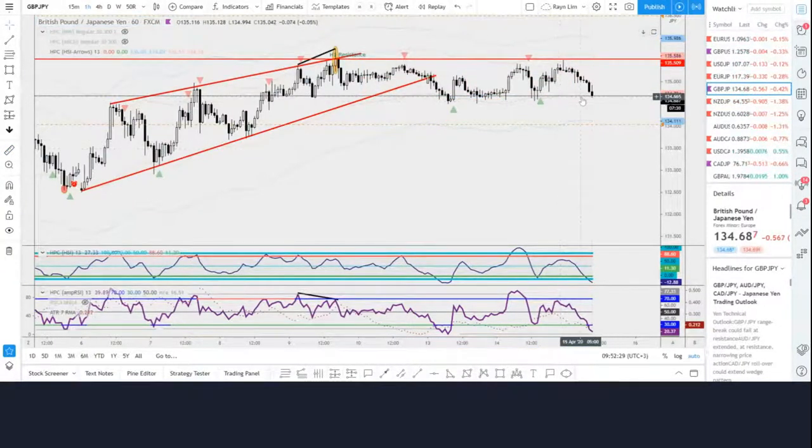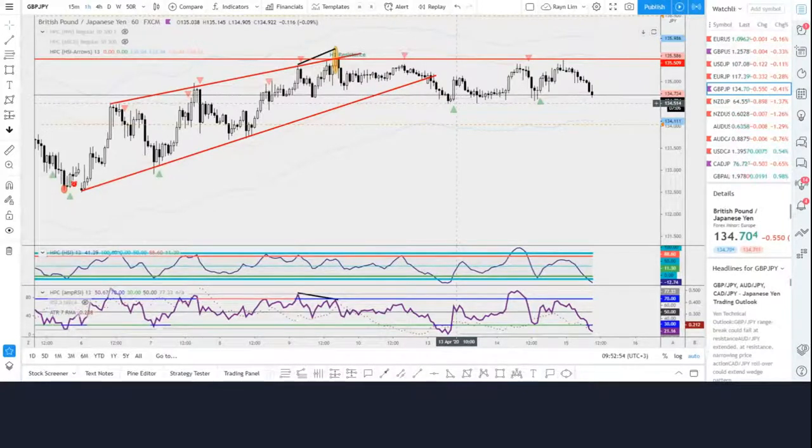All right, so really seriously waiting for this break of the support. In fact, at this price, I can choose to enter again. Can you see? Arrow appear, magic candle. I can choose to enter again at this level. But I would prefer a break and close below this line and retracement before I enter the trade.